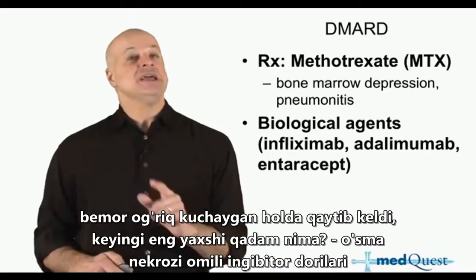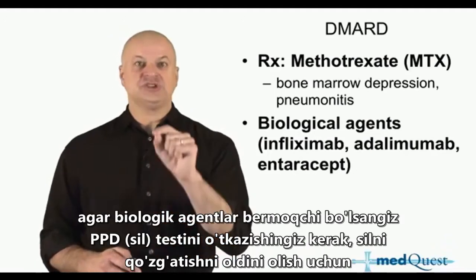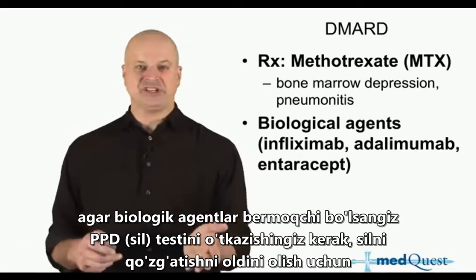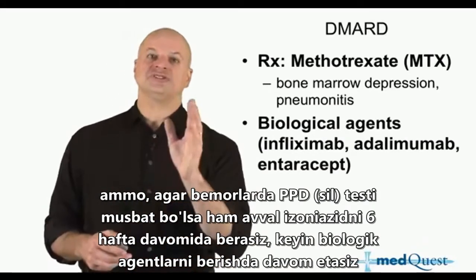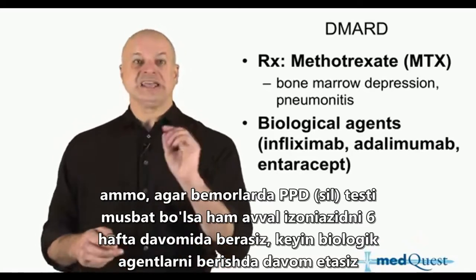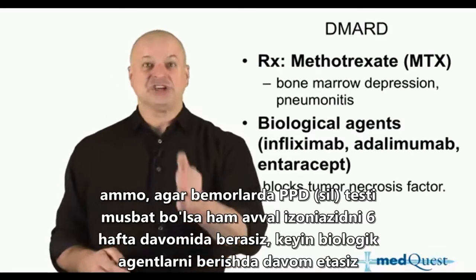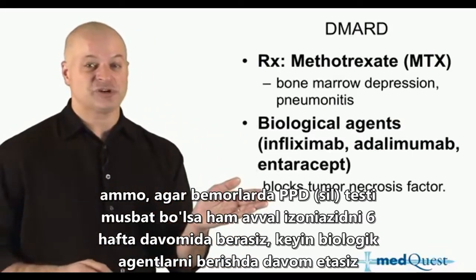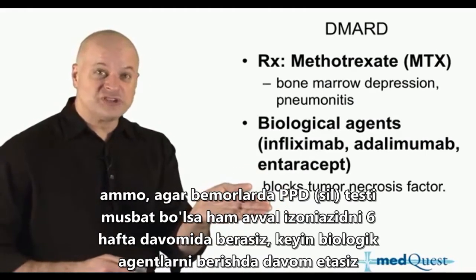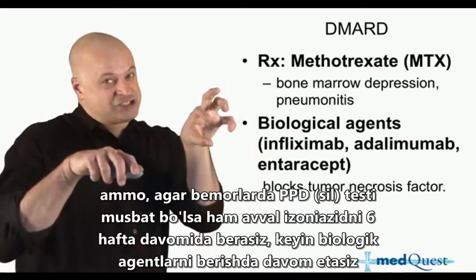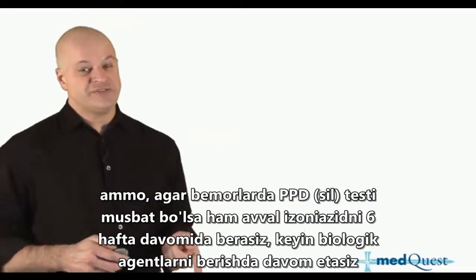A TNF inhibitor drug. Now, if you need the biological, you must do PPD testing to make sure you don't reactivate tuberculosis. However, if they are PPD positive, you can still give the drug. You just start the INH for 4 to 6 weeks, then you start these medications. Personally, if it was a matter of having my hands deformed, I'd take the TB, but start the INH first. And you use it in combination if it fails.